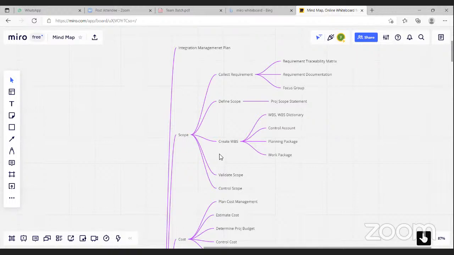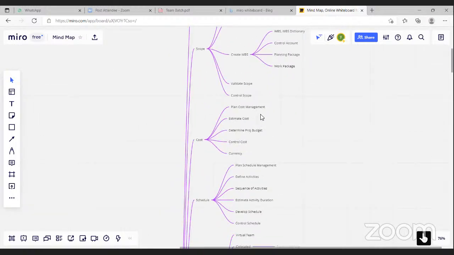In scope, we collect requirements first, and after collecting requirements, we create the requirement traceability matrix and requirement documentation. And then we define the scope, where the project scope statement is defined. And then we create a WBS. In the WBS, we create a WBS dictionary. Under that, we have control accounts, planning packages, and work packages. And after creating that, we validate scope, and then we control scope.